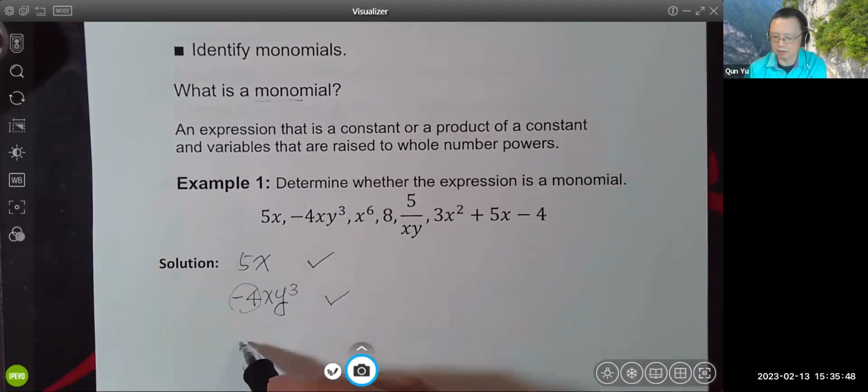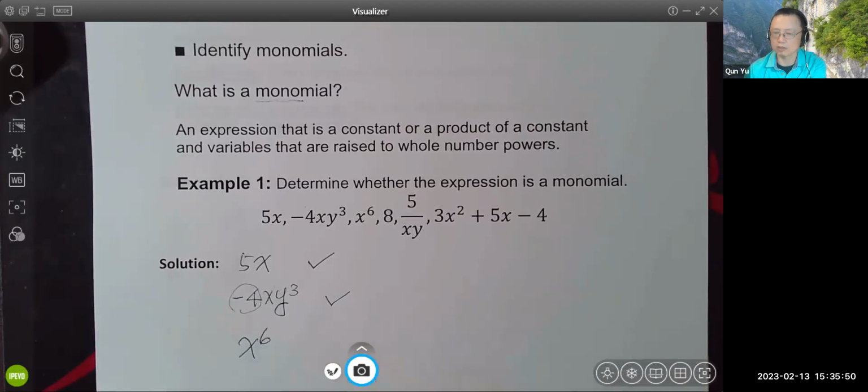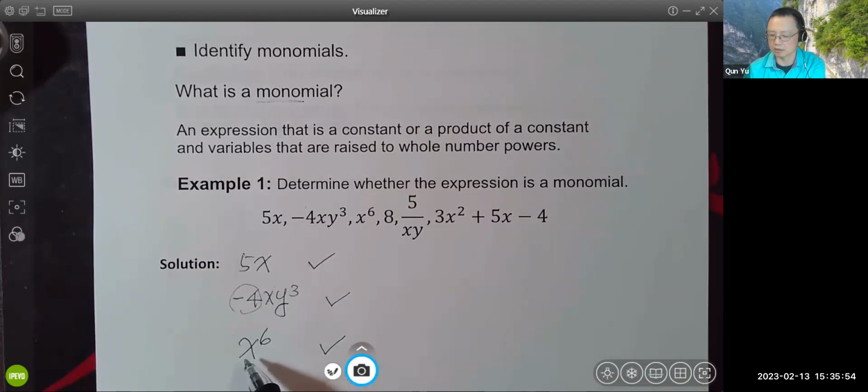So third one, x to the 6th power. And this answer also is a yes, because this is the product of 1 and a variable raised to a whole number power. When you multiply by 1, it won't change anything, so we don't write that 1. So there's a hidden 1 here. So this answer is also a monomial.